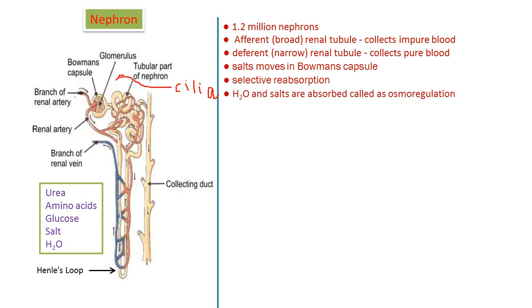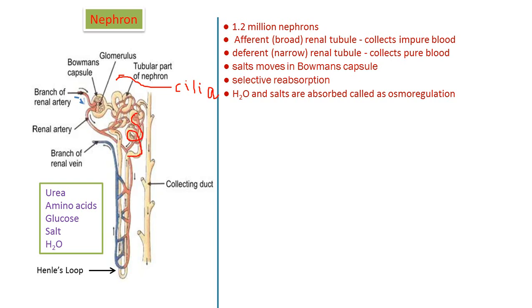Next, from the tubular part of the nephron, it is passed to Henle's tubule. From here the blood passes to Henle's loop. From this, all these tubes you can see, right?